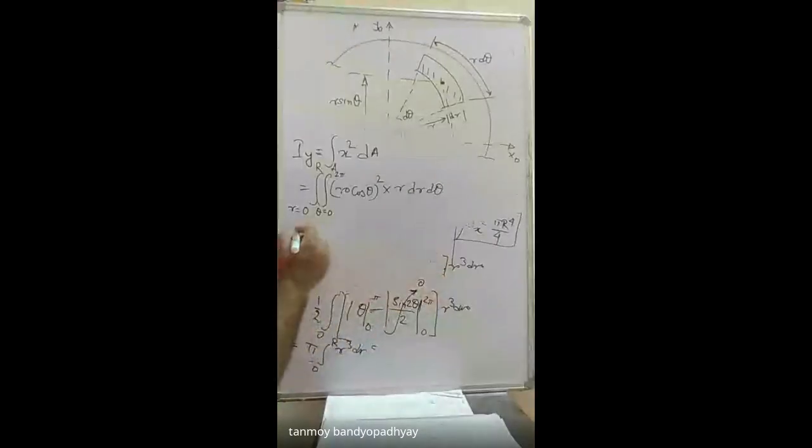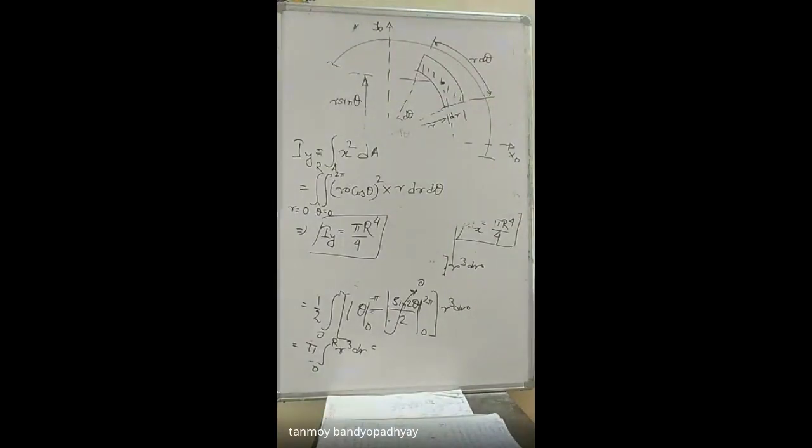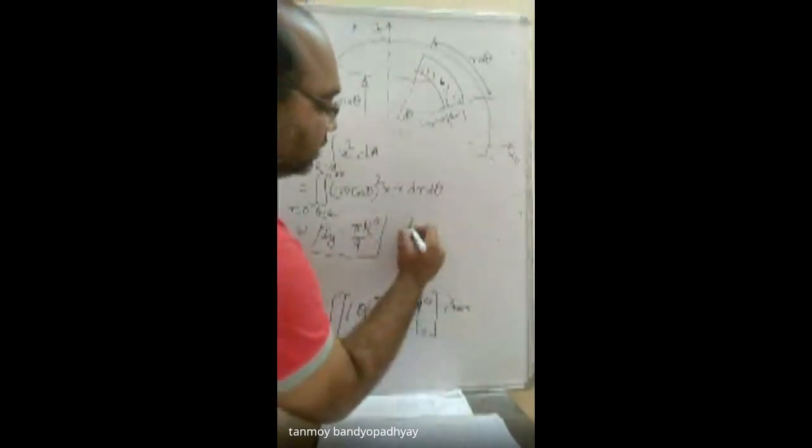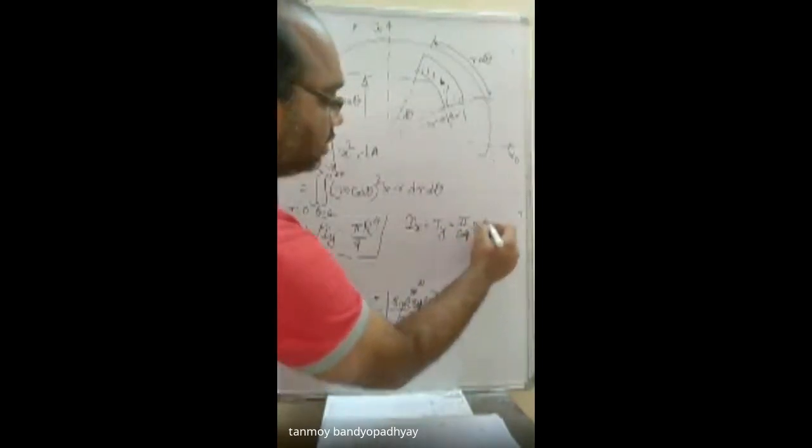I hope you can understand that since the circle is symmetric, there is nothing called x or y here. They can be interchanged. Okay? So Iy will be equal to pi r to the power 4 by 4. Since the circle is symmetric, you can always interchange them among themselves. So Ix and Iy will be the same. Or if you put it in terms of d, you should have Ix equal to Iy, which is equal to pi by 64 d to the power 4.